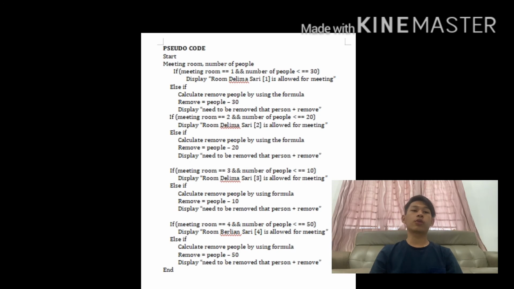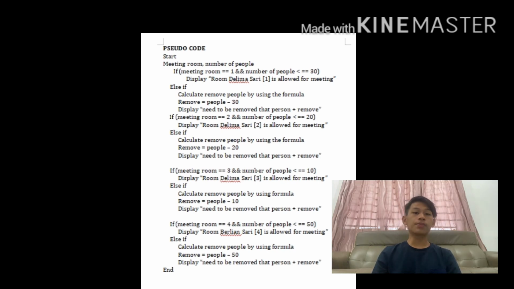For the last part of question 1, pseudocode. Start, meeting room, number of people. If meeting room equals 1 and number of people is less than or equal to 30, display room Delima Sari 1 is allowed for meeting. Else, calculate remove people by using the formula: remove equals people minus 30. Display need to be removed that person plus remove.